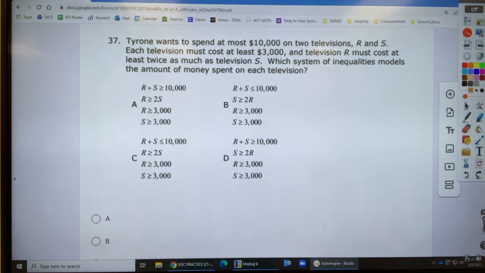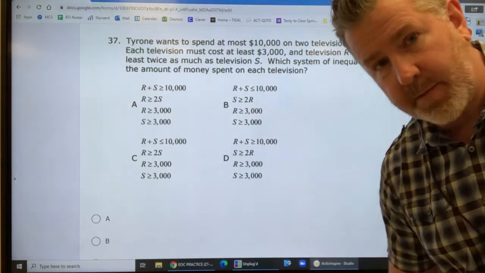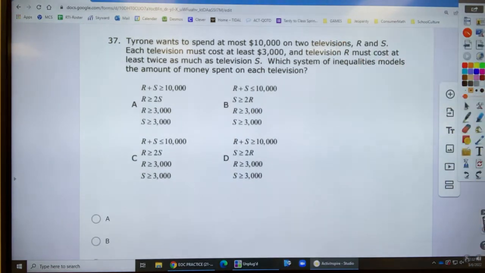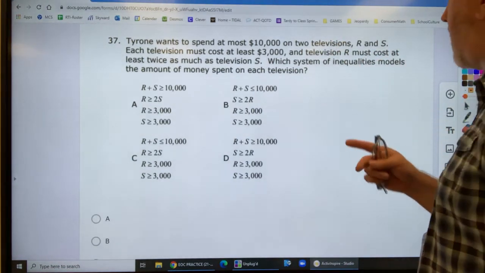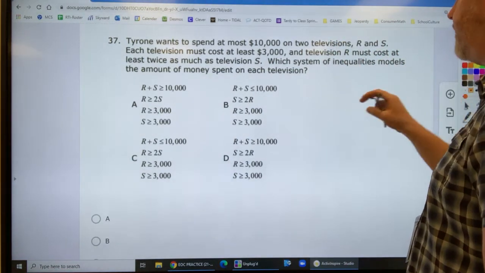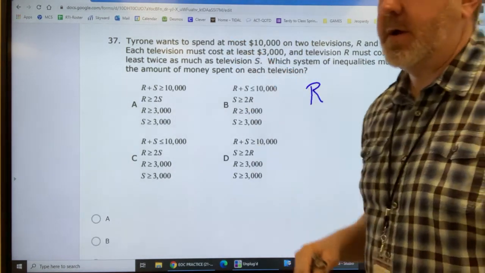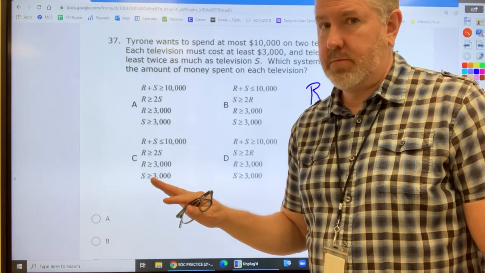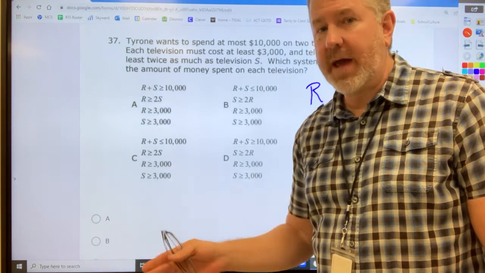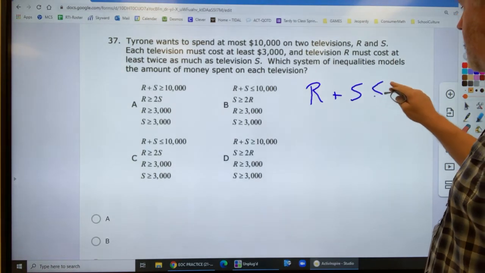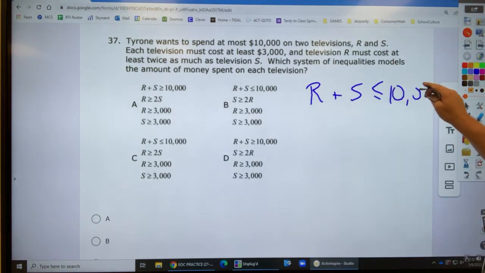All right, Tyrone. This is obviously a very old problem because TVs are like $300 now for a huge one, right? He wants to spend $10,000 on 2 televisions, all right? R and S. So we automatically know at most means it can be less than that, but it cannot be greater than that. So R plus S needs to be less than or equal to $10,000.